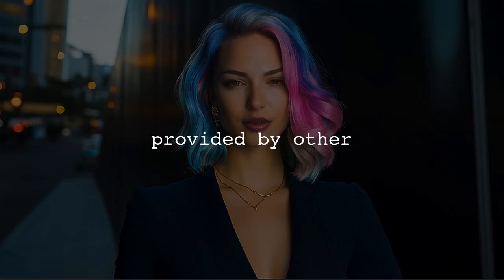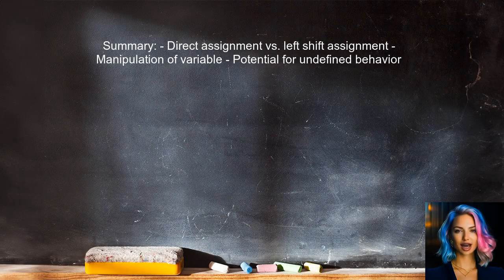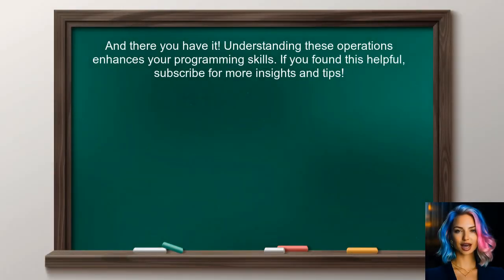Now let's look at the answers provided by other users. In summary, the difference between directly assigning the result of a left-shift operation and using the left-shift assignment operator lies in how they manipulate the variable and the potential for undefined behavior when shifting bits too far. And there you have it. Understanding these operations can really enhance your programming skills.